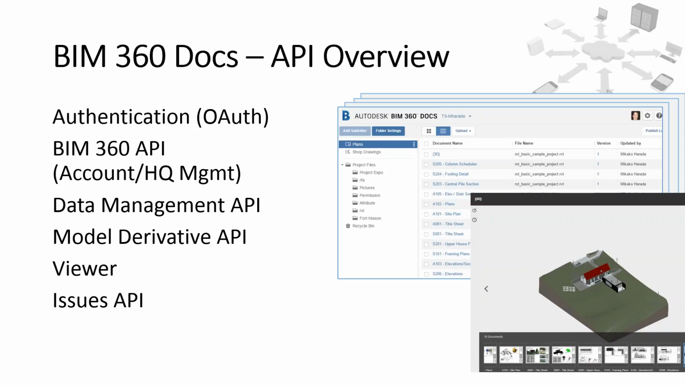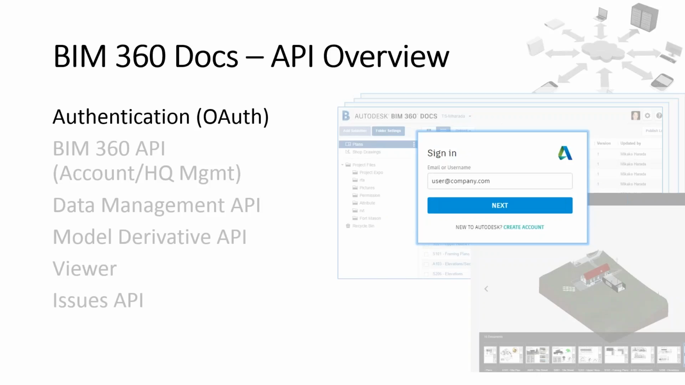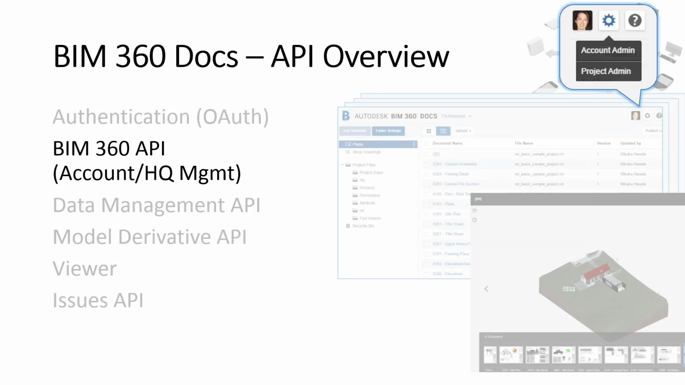I usually put it this way: BIM 360 Docs is a very good example of Autodesk using Forge internally. For instance, authentication, or auth, is accessed through Forge, and it is also used by the product. You can usually see the sign-in page when you're accessing Docs, and you can use the same one.